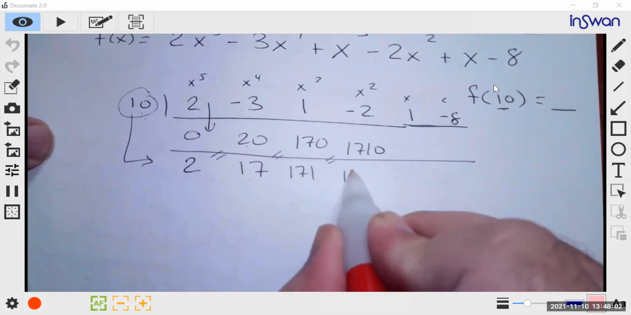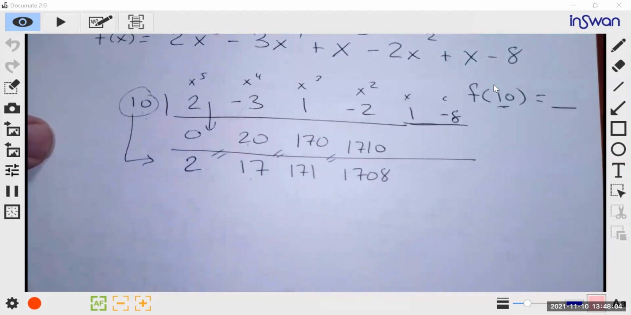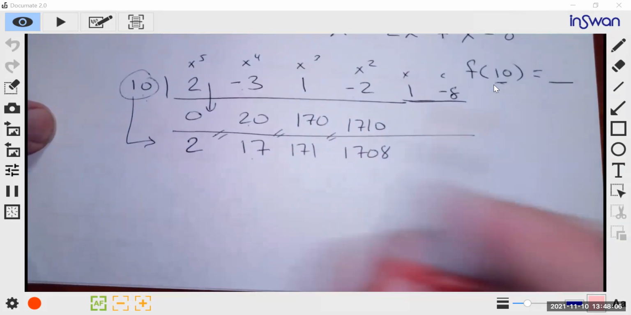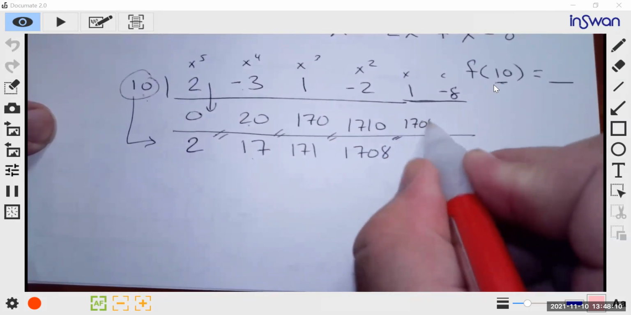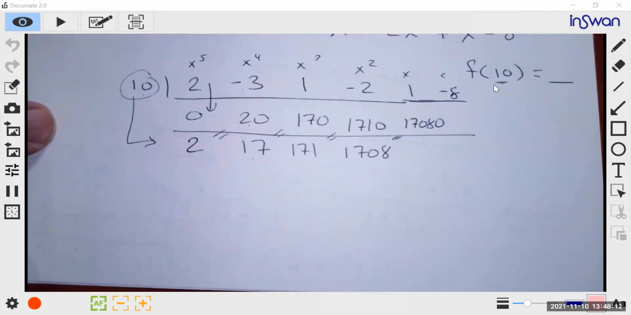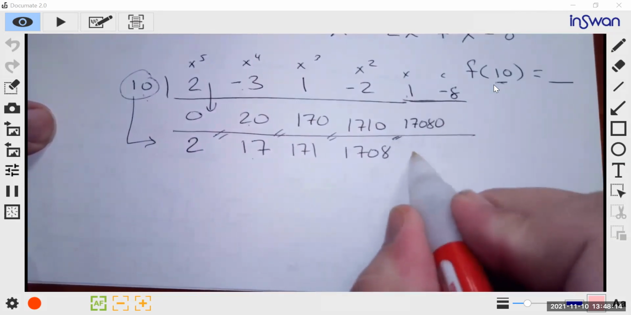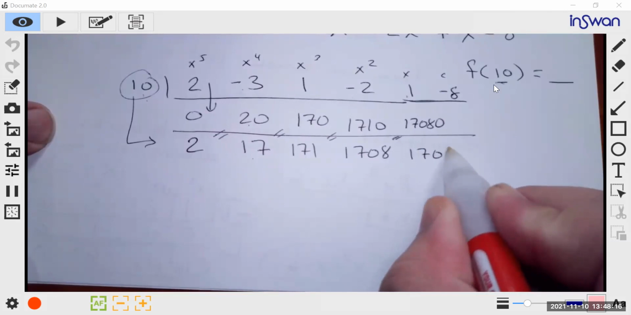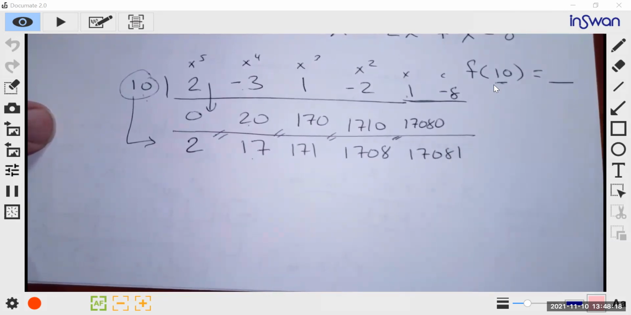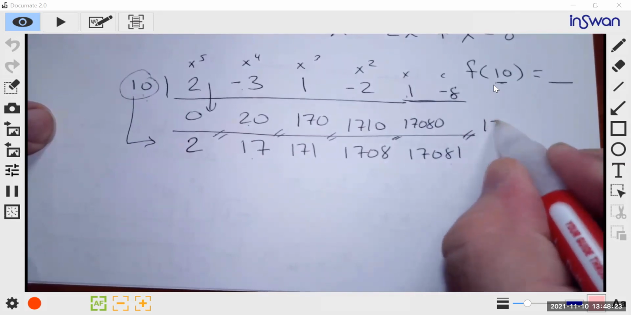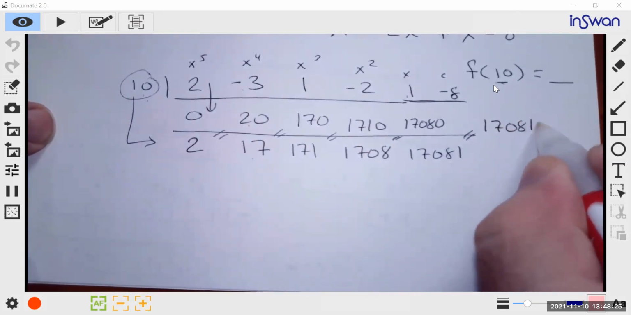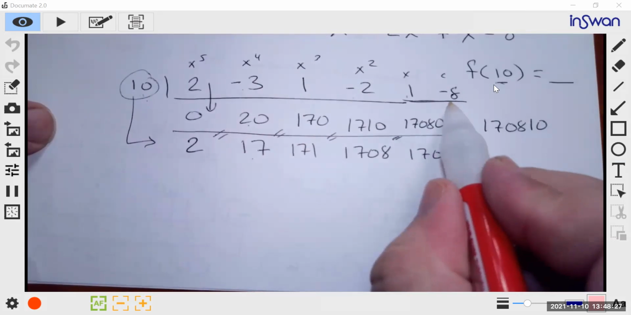Subtract 2, 1708. Times 10, 17080. Plus 1, 17081. Times 10, 170810. Minus 8.